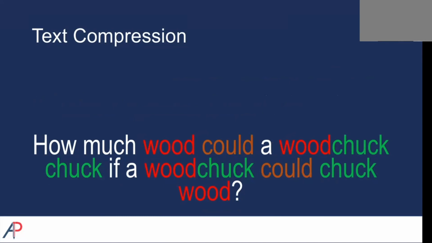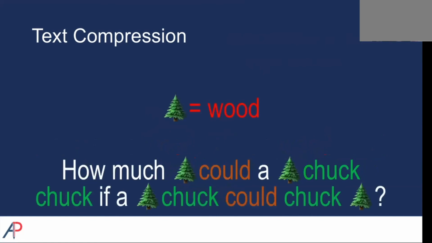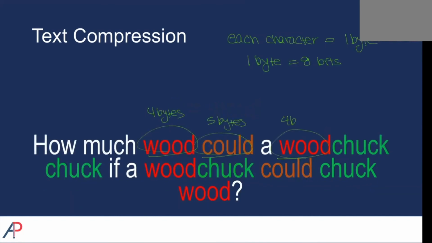So remember each word or each character is one byte. And remember, 1 byte is 8 bits. So here, wood, this is 4 bytes. Could is 5 bytes. Wood is again 4 bytes. Chuck is 5 bytes, and so on and so forth.